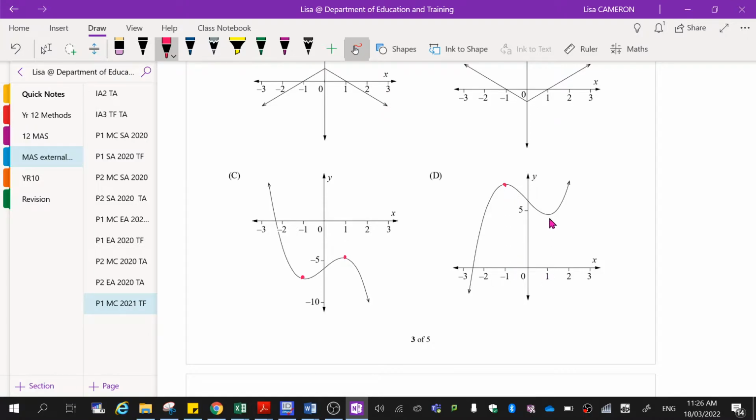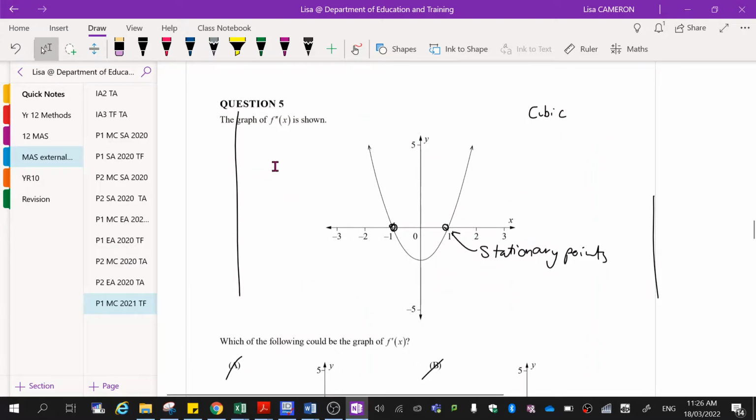Here at 1, here at 1. Okay, so that doesn't help us because that fact fits both. Let's look for our next piece of information. So if this is the second derivative, then all of the area between here and here, so between -1 and 1, the gradient is decreasing.